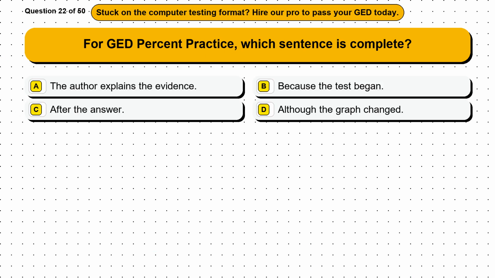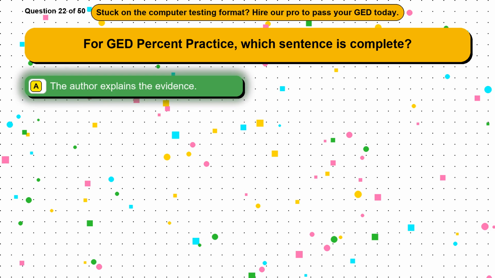Question 22. For GED percent practice, which sentence is complete? Option A. The author explains the evidence. Option B. Because the test began. Option C. After the answer. Option D. Although the graph changed. The correct answer is option A.